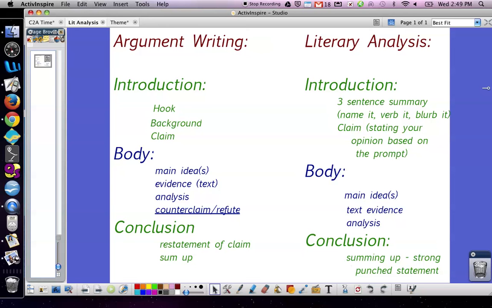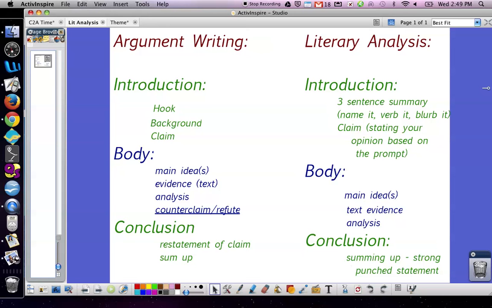However, you still should not be using first or second person. You're just going to make a theme statement. If the prompt asked you about a character trait, your claim would be that a character has a certain trait. Again, it would be a third-person statement. It would not be in first or second person. No, I believe or I think or you can see. Those should be avoided just like they are in argument writing, because then you lose your formal style.